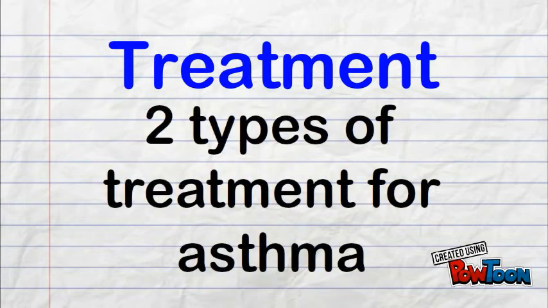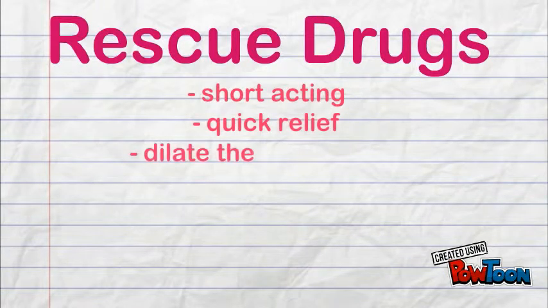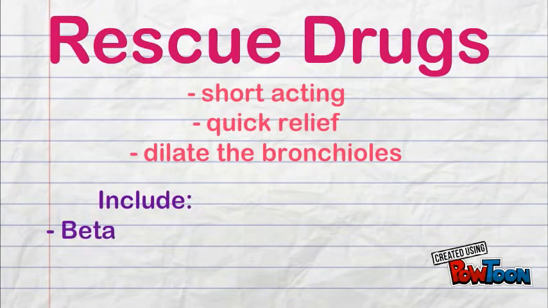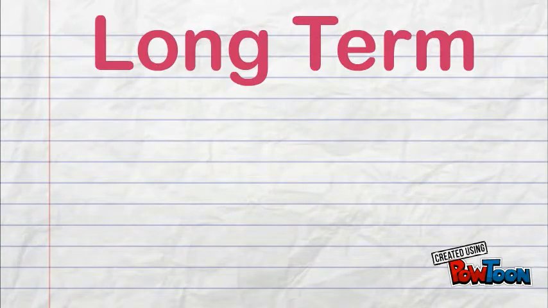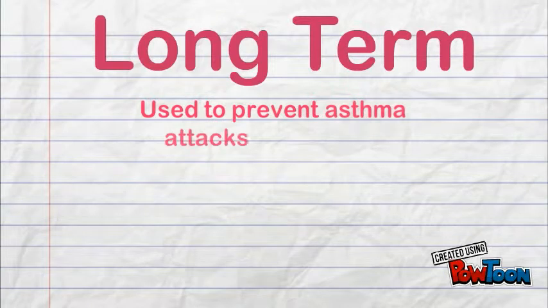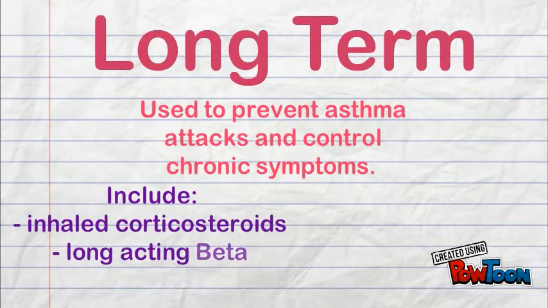Treatment. There are two types of treatment for asthma. Rescue drugs are short-acting, quick relief from symptoms because they dilate the bronchioles. These drugs include beta-2 agonists and oral corticosteroids. Long-term control agents are used to prevent asthma attacks and control chronic symptoms. These drugs include inhaled corticosteroids and long-acting beta agonists.